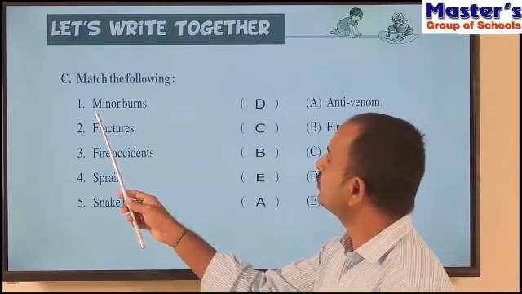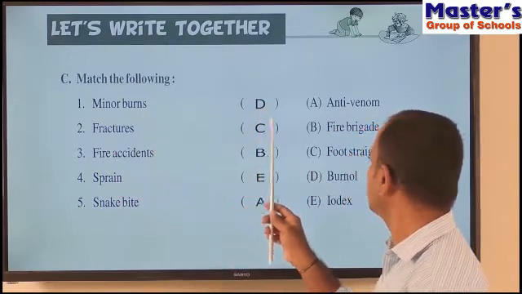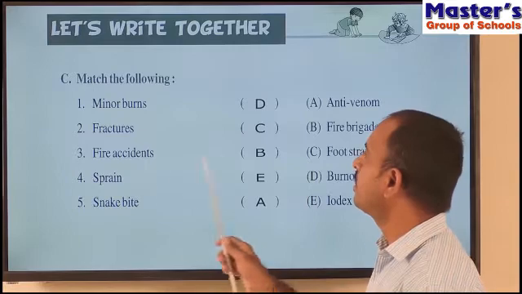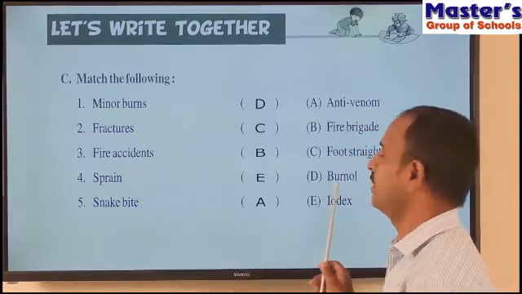So the answer for the first one, minor burns, is D. That means what is D here? Burnol. So if there are minor burns, we have to apply Burnol on the burn area.